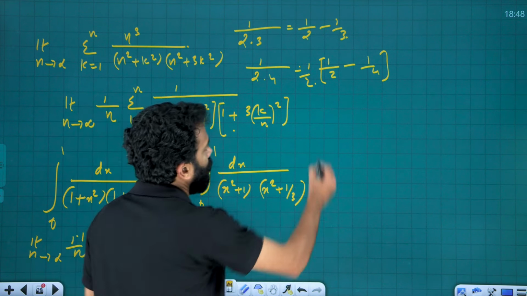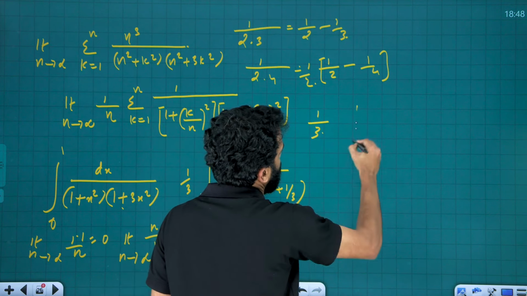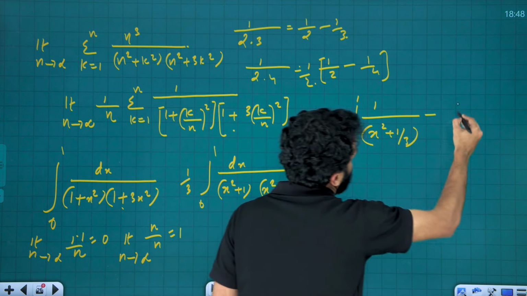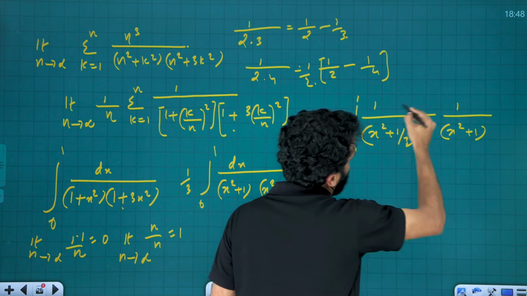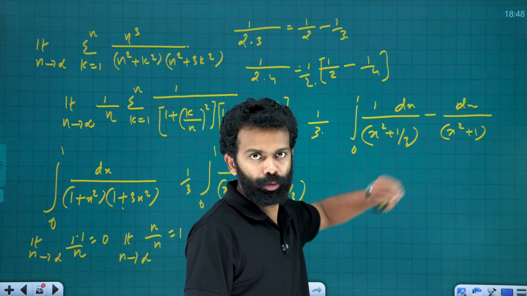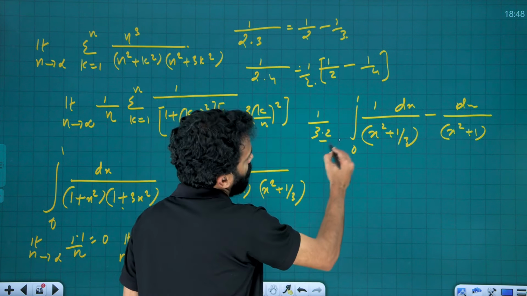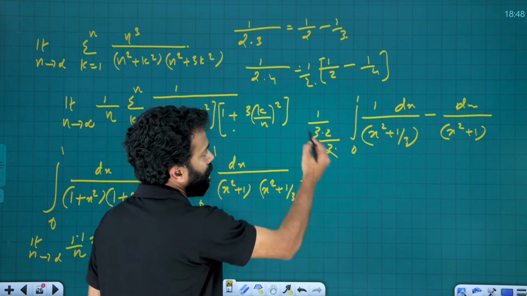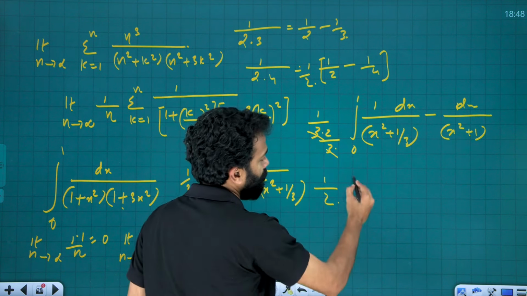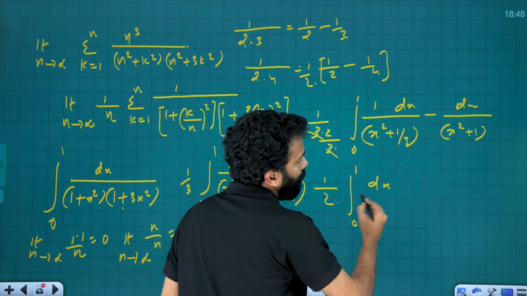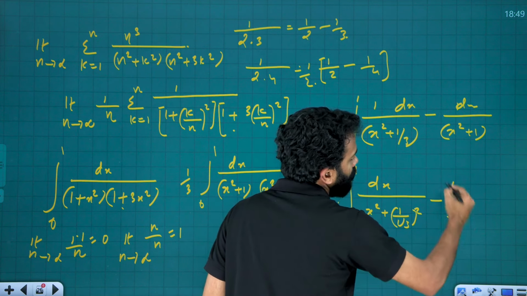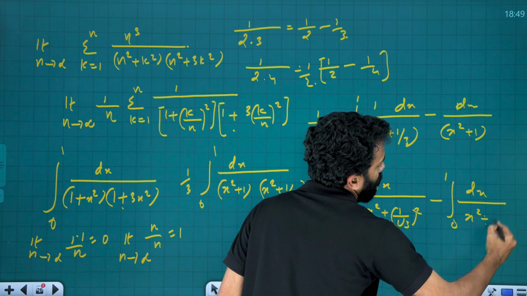And it can be written like 1 by 3 into integral 0 to 1, 1 by (x square plus 1 by 3) minus 1 by (x square plus 1), dx here and here as well. The difference is 2 by 3, right? Therefore, we need to multiply the denominator with 2 by 3. This will get cancelled and becomes 2. Therefore, 1 by 2 into integral 0 to 1 dx divided by x square plus (1 by root 3) the whole square, minus integral 0 to 1 dx divided by x square plus 1 square.